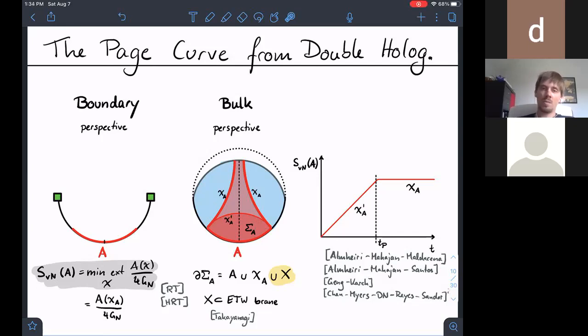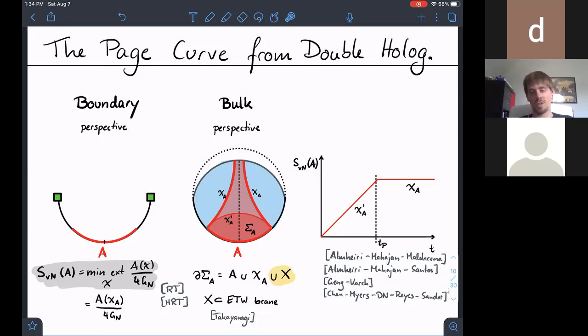And then after some time, there's going to be a phase transition where now the smaller surface is the one which connects to the brane. So it consists of these two pieces here. The length of this is constant in time. And so we see the behavior we saw before using the Page formula, where the entropy grows and then at some point, which we call the Page time, is constant.